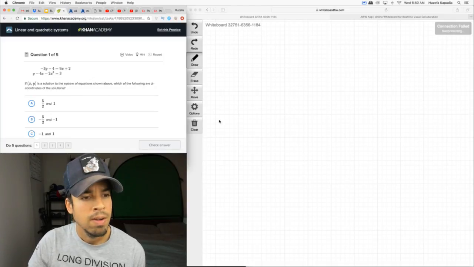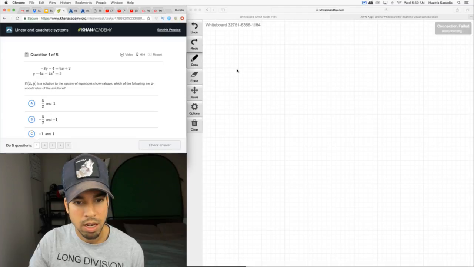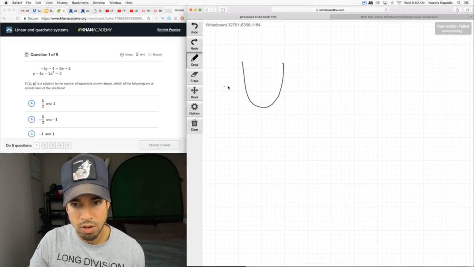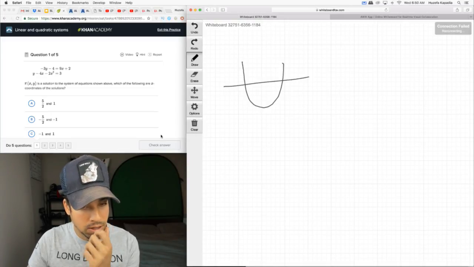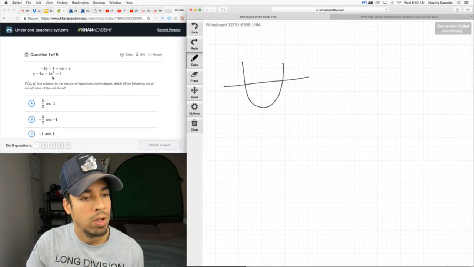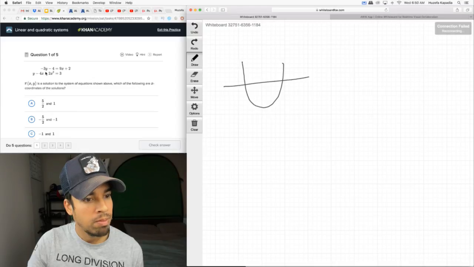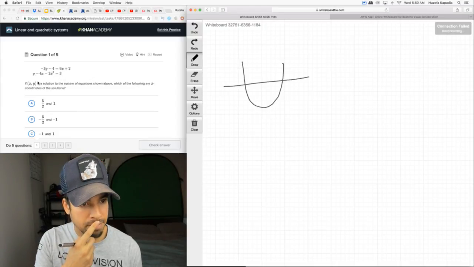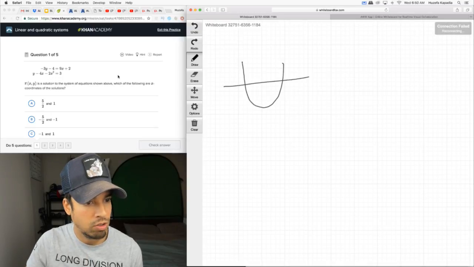All right, so here's the deal. Basically, we've got a line and a parabola. So I assume they're going to intersect like that. It doesn't matter really, the graph. All we've got to do is find the solutions. So here's what I'm going to do. Is there any better way? Yeah, I think I'm just going to do a little substitution.